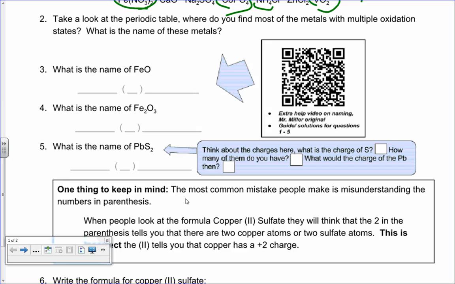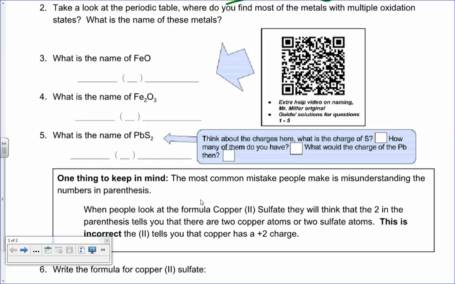So now going through the first 3 questions here, we have FeO, Fe2O3, and PbS. If we were to name these, we know it's going to start out as iron, and it's going to end with oxide. Iron oxide, and now we're going to do the same work we did before.